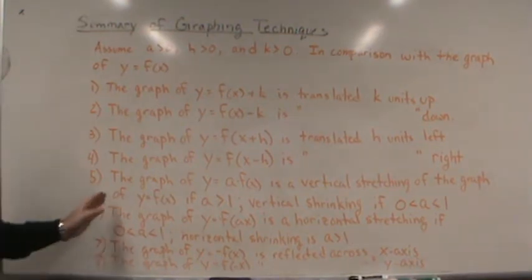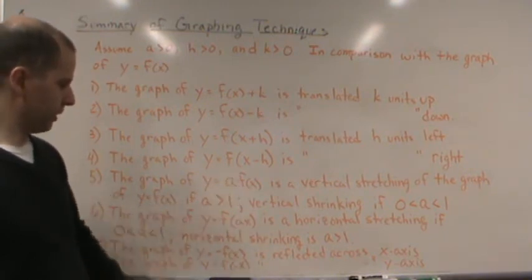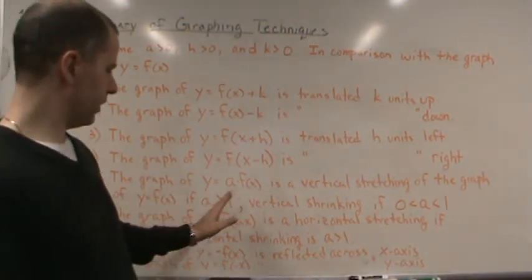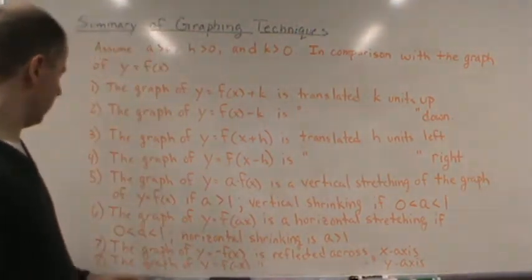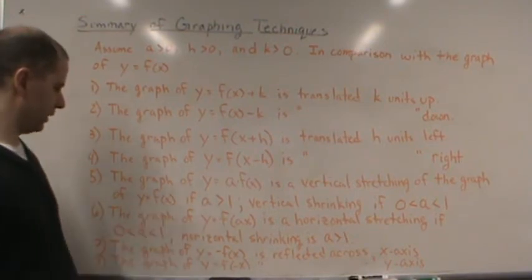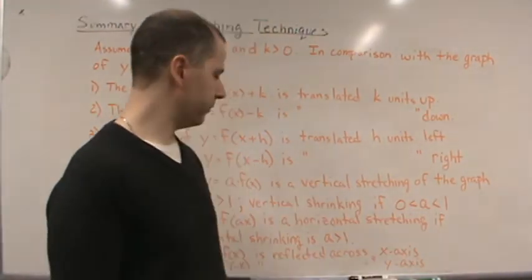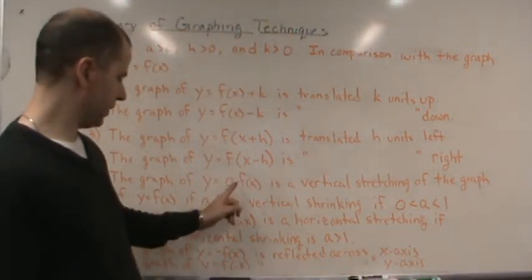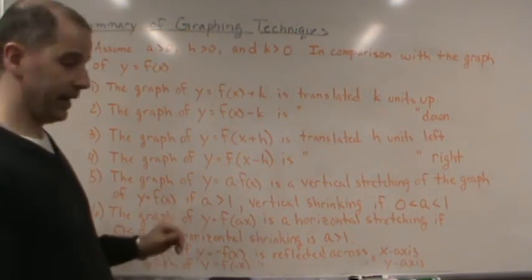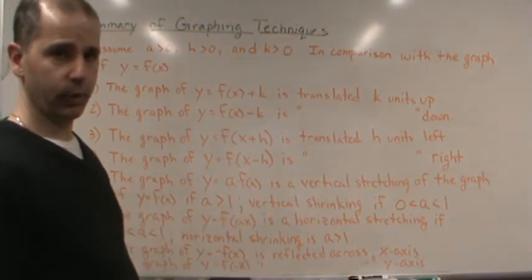And now number 5 says the graph of y equals a times f of x. So now we're multiplying by some positive number a outside the function. This is going to be a vertical stretching of the original function if a is greater than 1, or a vertical shrinking if a is between 0 and 1. Again, if we're outside the function, we're affecting the vertical, the y values. So if a is bigger than 1, it's a vertical stretch. If a is between 0 and 1, it's a vertical shrinking.